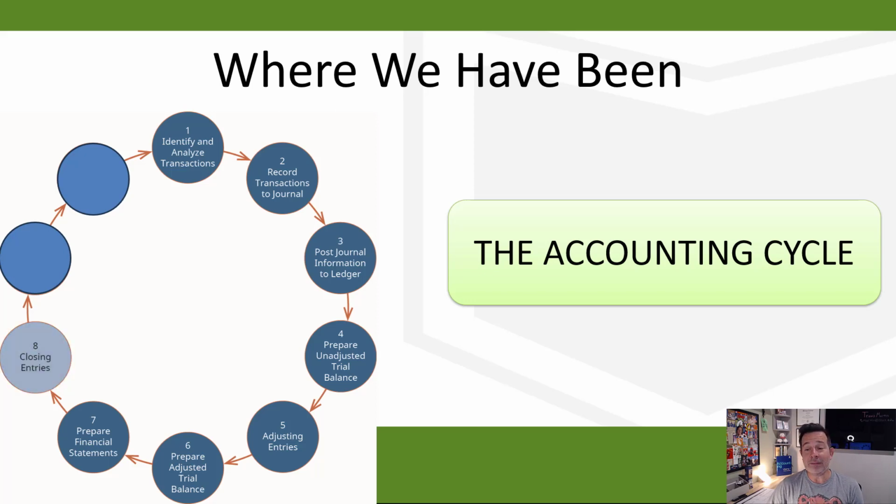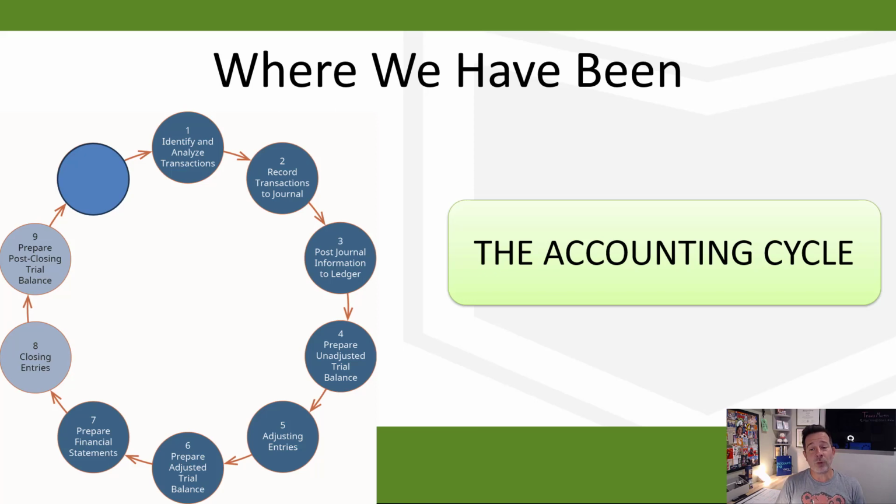So what about step 8? The closing process. We make our closing entries, as I mentioned. We'll show you how to make the entries in our next video. And then we make yet one more trial balance, a post-closing trial balance. So really there are 9 steps in the accounting cycle.